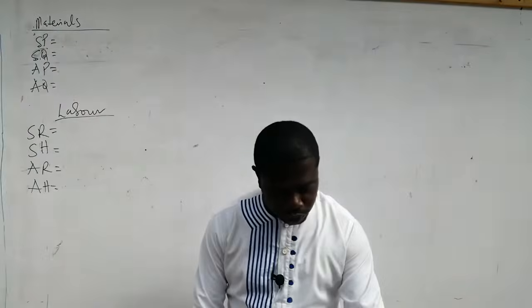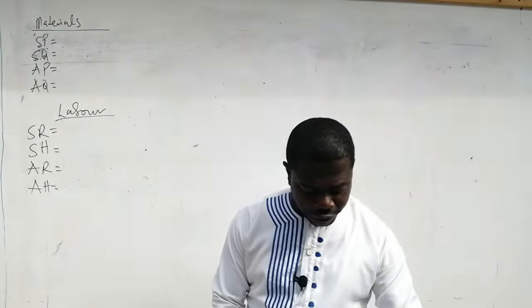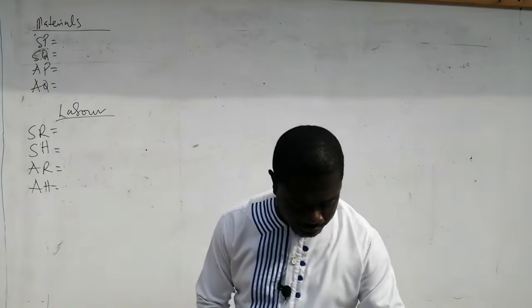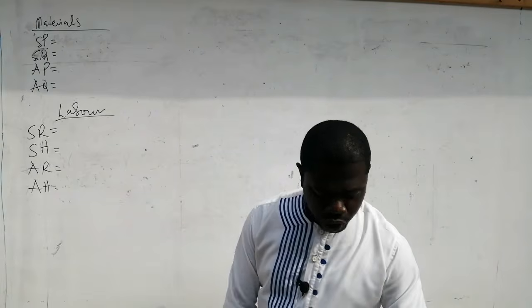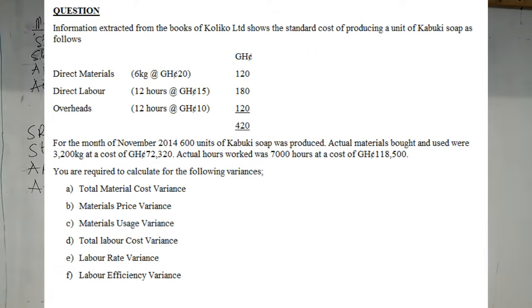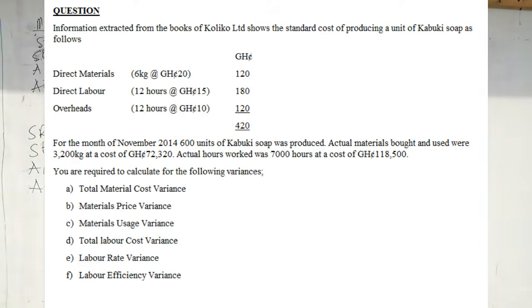Going back to the question, the information that we are given first is the standard cost card of the product kabuki. We are told that the company made this standard that they are going to use for each unit of kabuki that they will produce. They are going to use 6 kilograms of materials, and each kilogram is expected to cost 20 cedis, which gives us 120 cedis for the unit. So for the standard, we can see that the standard price of materials is 20 cedis.